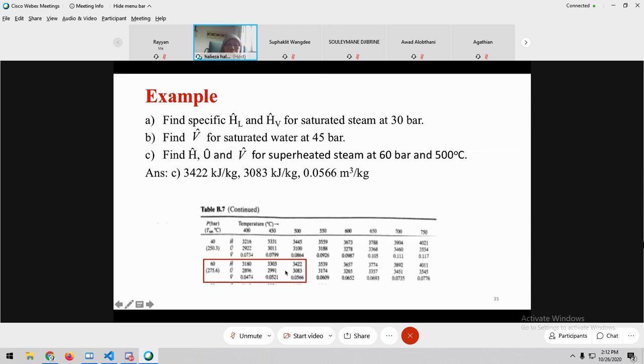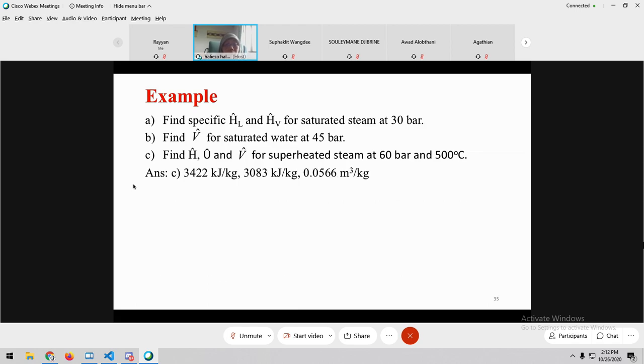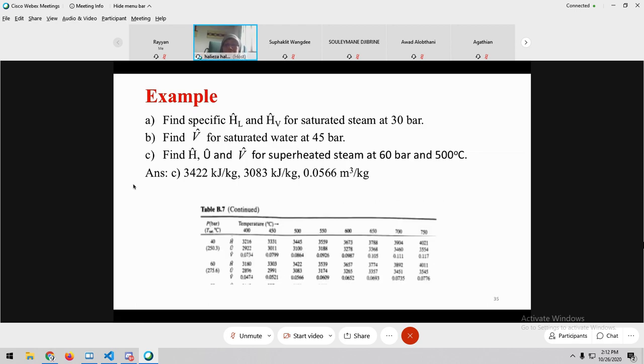So you just read it all from the table because the pressure is there. It's stated 60. The temperature is 500. So you don't need to do any calculation. Just read it all from the table. So that's very easy. If you look back at the previous part, just for part B, you need to interpolate. That's the only calculation that you need to do. For part A and part C, you just get it directly from the table. Any questions so far? No questions? It's clear, doctor.